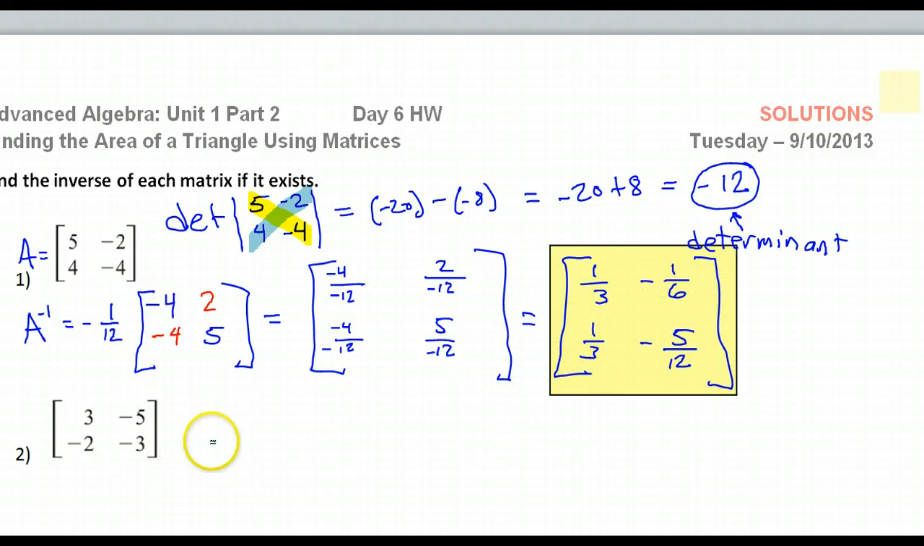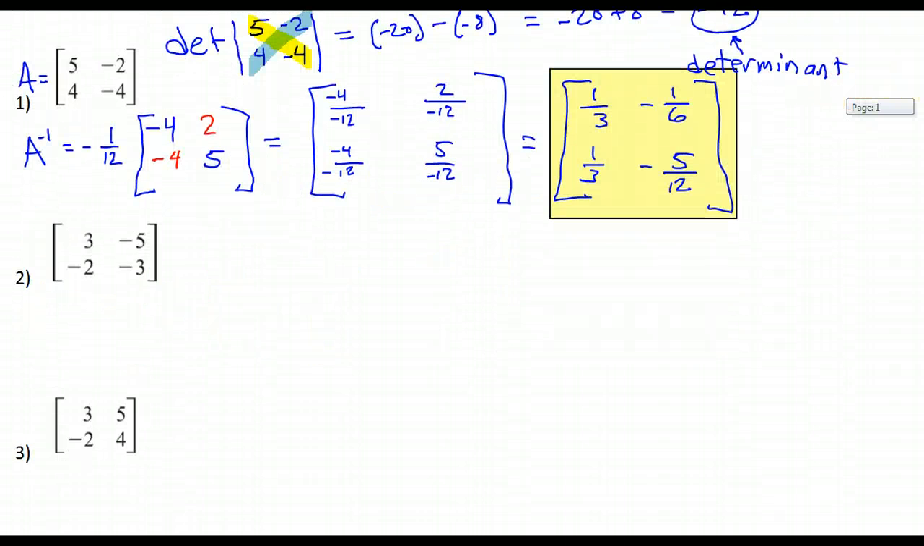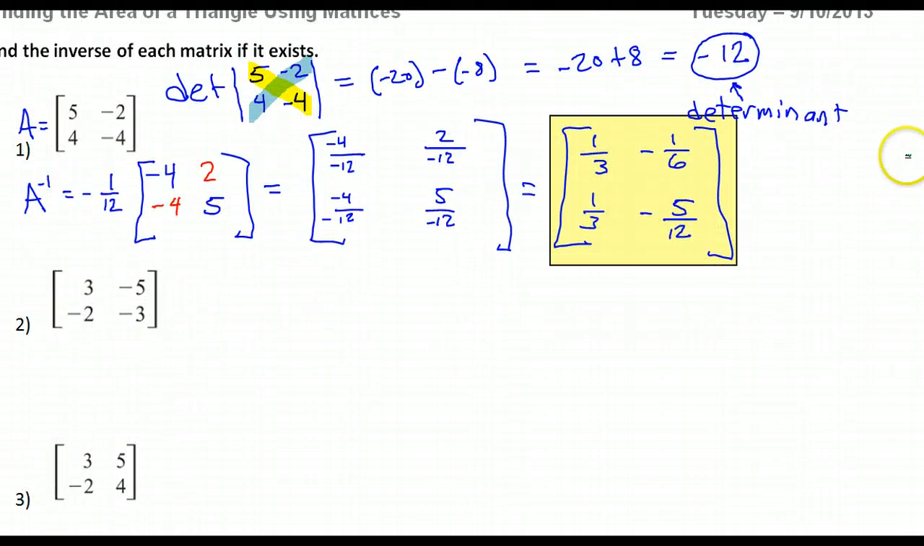All right, number 2 is the same way. Now, if you just sat there and watched me do number 1 because you had completely forgotten how to do it, please do not just watch me do number 2 or just copy off of me. Pause the video right now and do number 2 yourself, and then check your answer. All right, but let's assume you did that.